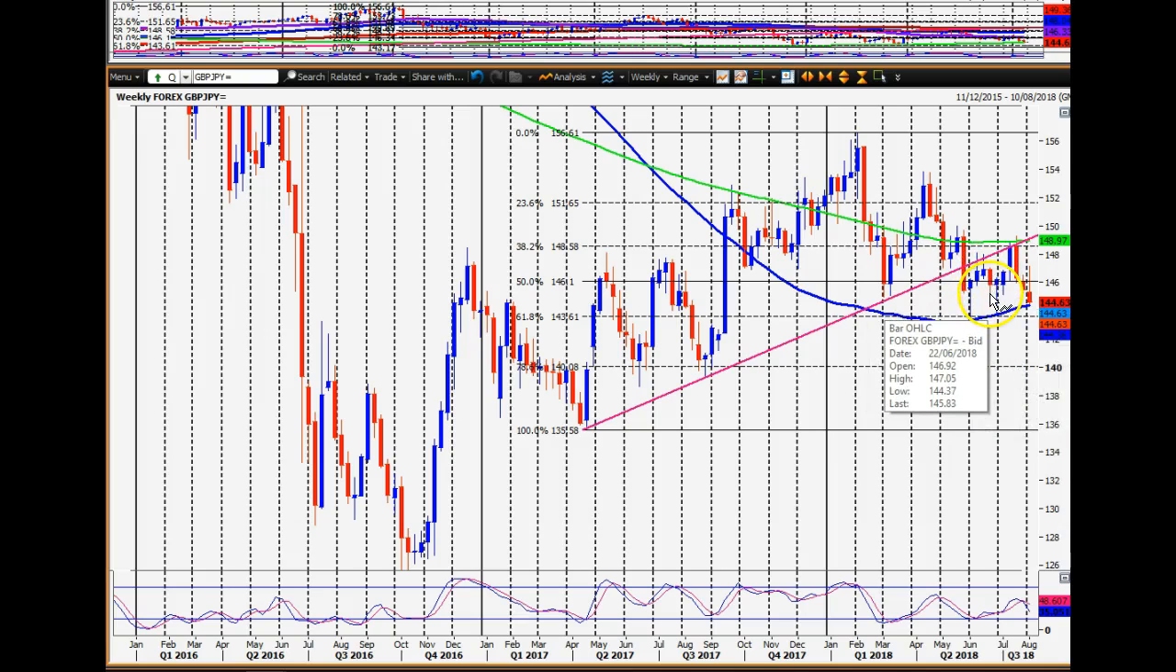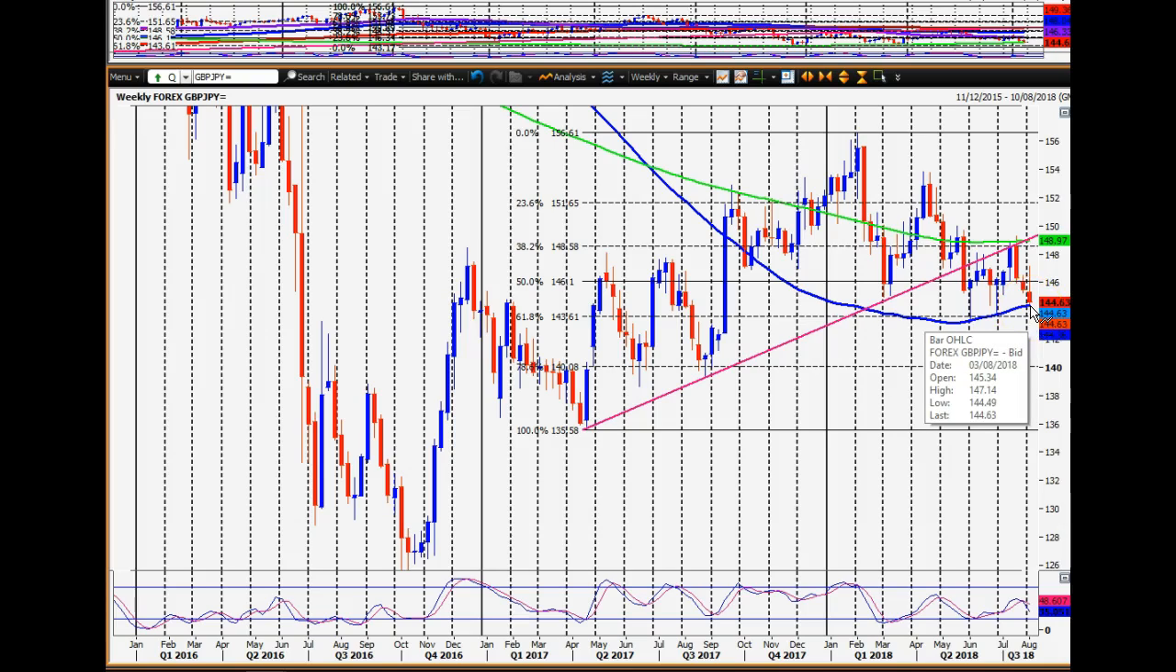At the end of the month, we bounced above it, and then the last week of June, first week of July, again spiked down, hit that, bang, buyers came in. Now we're retesting it, and again it's held last week. So this really is key.